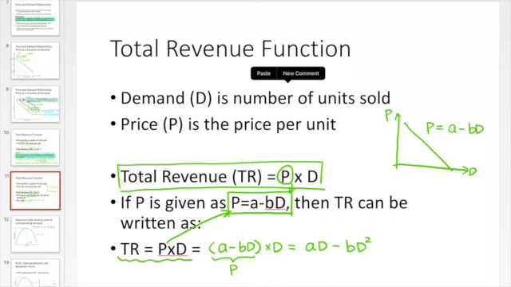Okay, so which means if you already know from a given condition what is A and what is B and what is D, you can calculate it. You can calculate your total revenue based on these values. Okay, so that's why we want to rewrite it in this form.